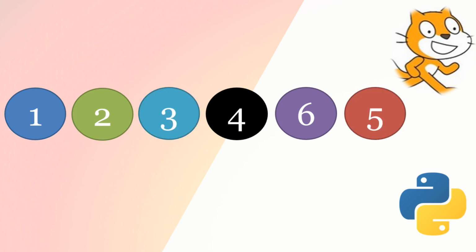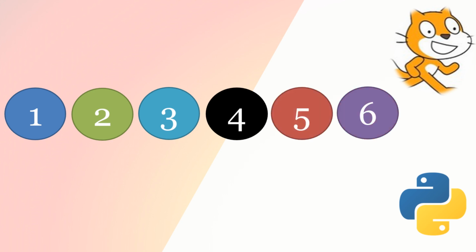Then we have 4, which is in the correct place, so we don't need to move it. And then we have 6 and 5, which is the wrong way round, so we swap them too, and as we said, 6 is in the correct place.